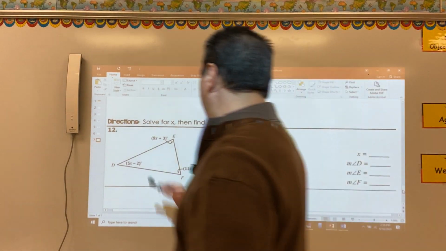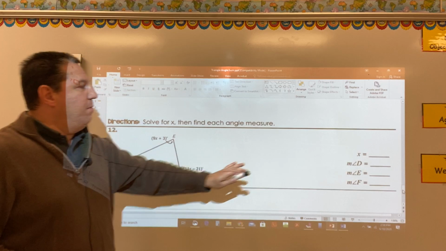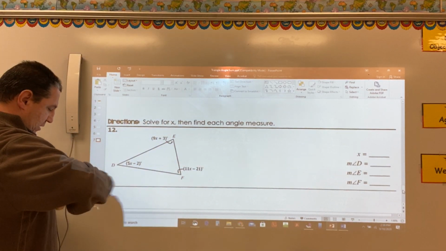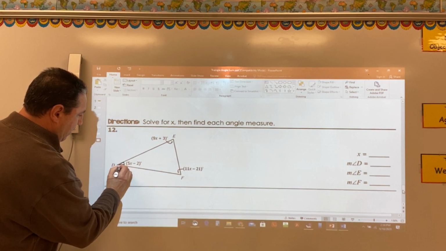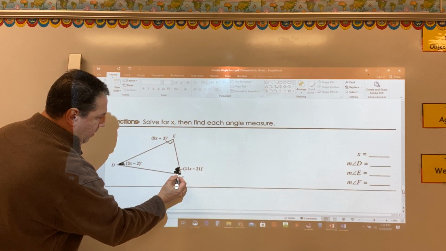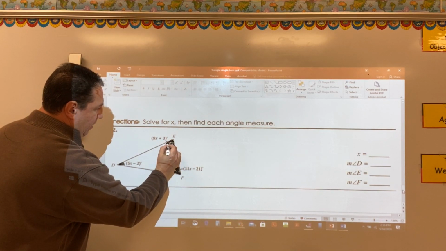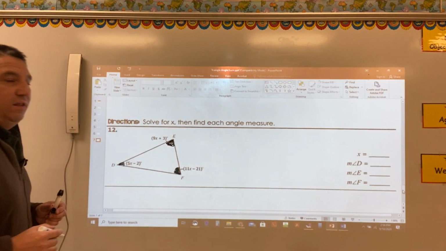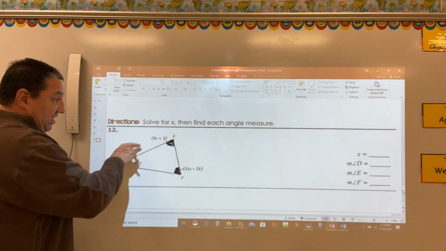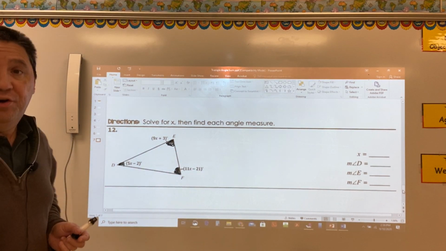Good. Probably you see better. Now, solve for x, then find each angle measure, right? So, all of these angles are interior, right? So, we apply the triangle angle sum theorem. So, we know the sum of all these angles equals 180. So we simply write the equation.